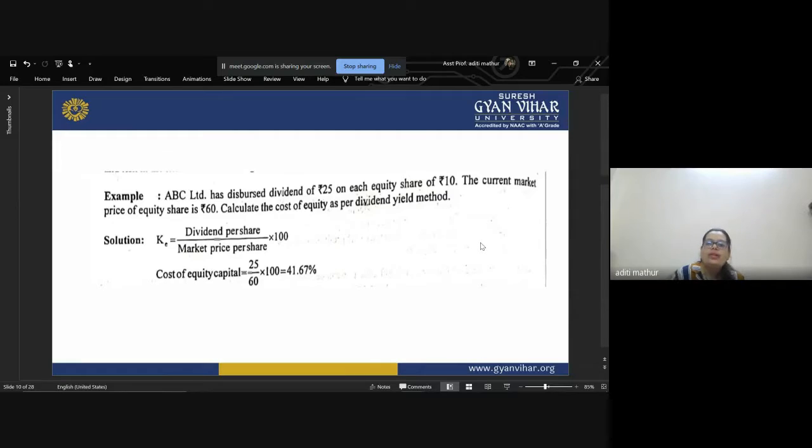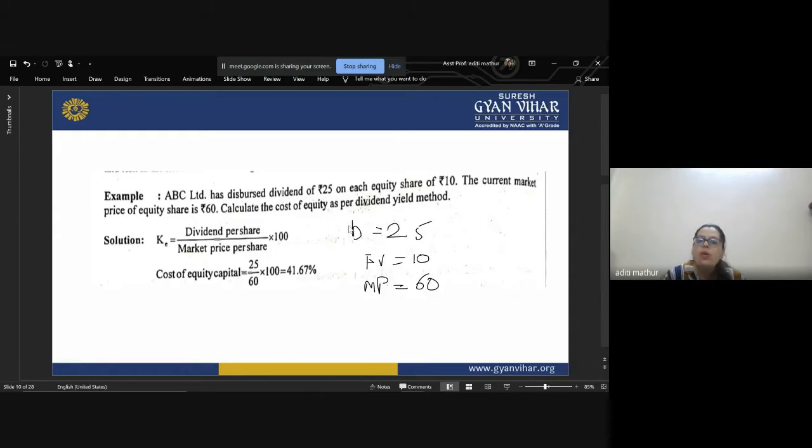Now let us solve a question and understand what type of question comes in cost of equity. ABC Limited has disbursed a dividend of 25 rupees on each equity share of 100. That means your D is equal to 25 and FV is equal to 100. The market price of the equity share is 60. That means your MP is equal to 60. Calculate cost of equity as per the dividend yield method.